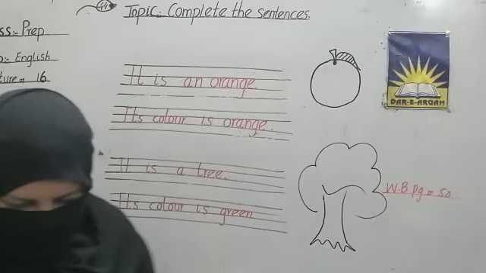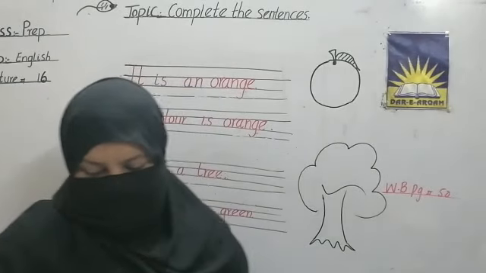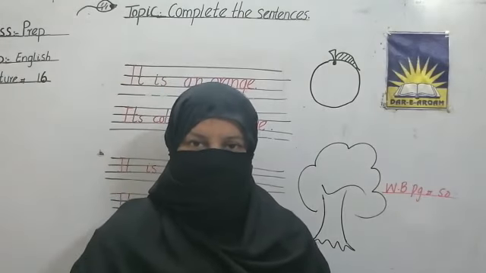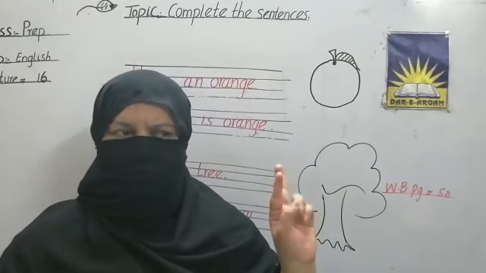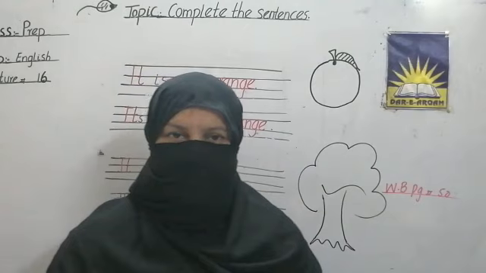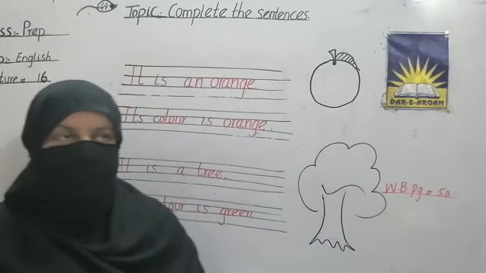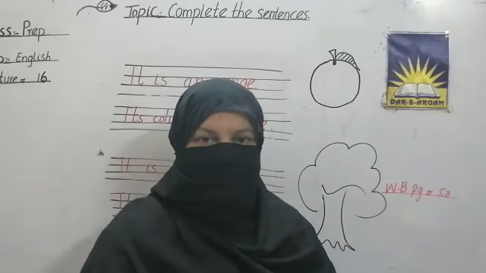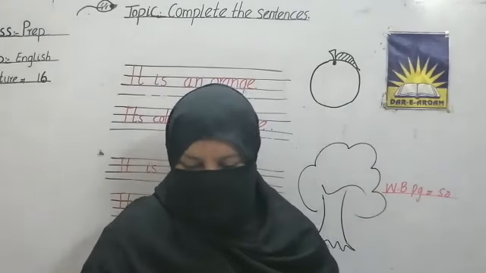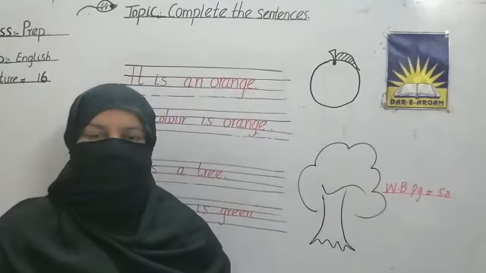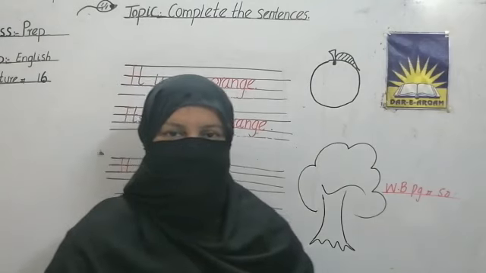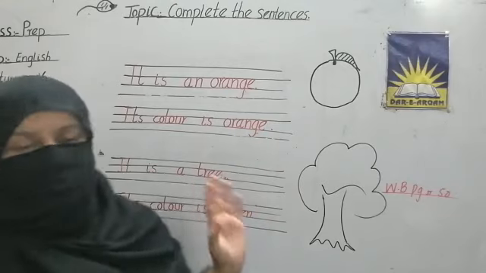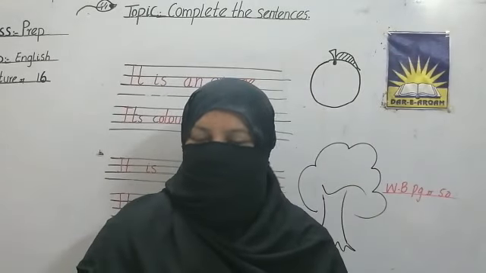Okay, students. Now tell me how many colors are in a rainbow? Yes, 7 colors. There are 7 colors in a rainbow. Clear, students? Okay, students, write this page carefully by yourself.